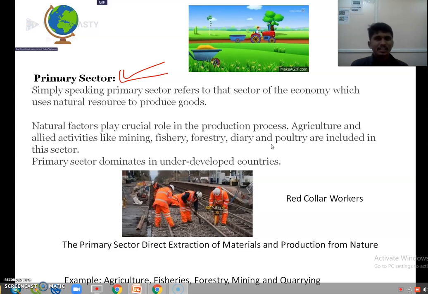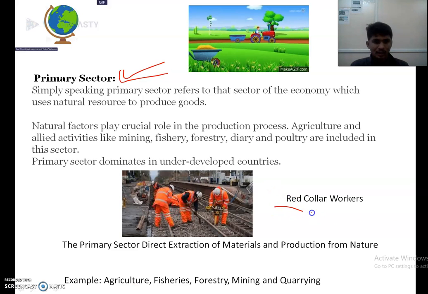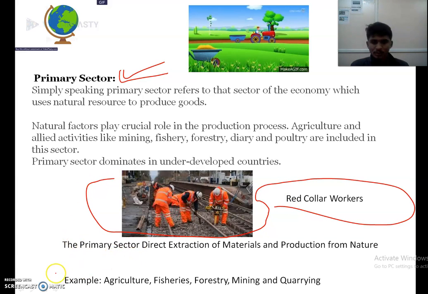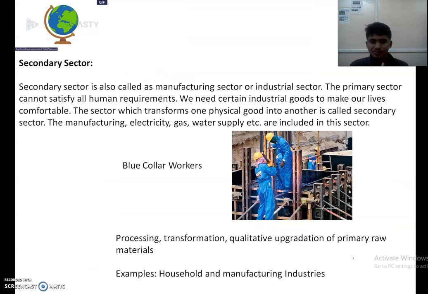So, people engaged in primary activity are also called the red collar workers due to the outdoor nature of their work. So, in this image you can see the red collar workers. For example, agriculture, fishing, forestry, mining and quarrying. So, next is secondary sector.